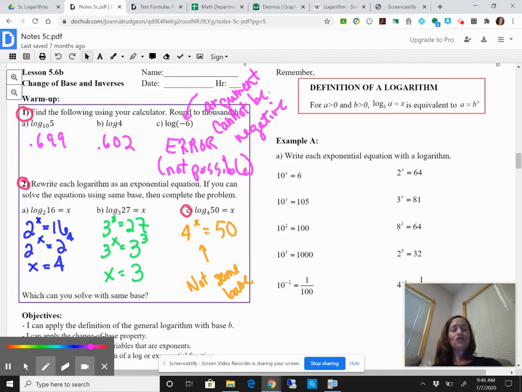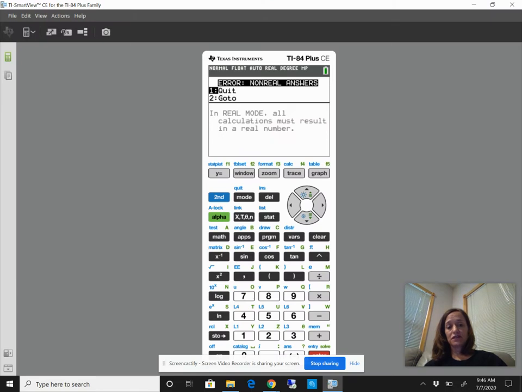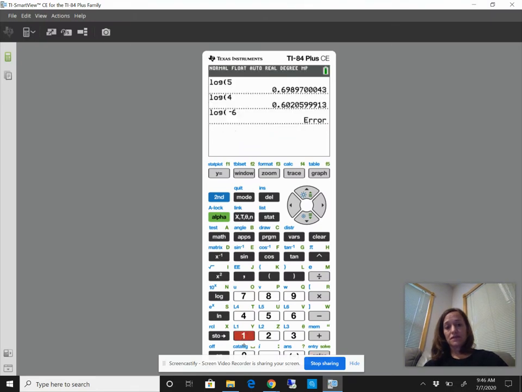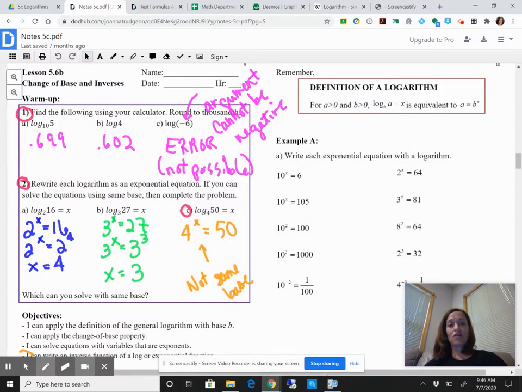Okay, so the first three, all you do is put them in your calculator. If it says a base 10 like A, that's a common log, and you can just use the log button. So just looking at our calculator here, when I did log 5, I get 0.699, log 4, 0.602, log negative 6, you get an error because, again, the argument cannot be a negative number, okay?